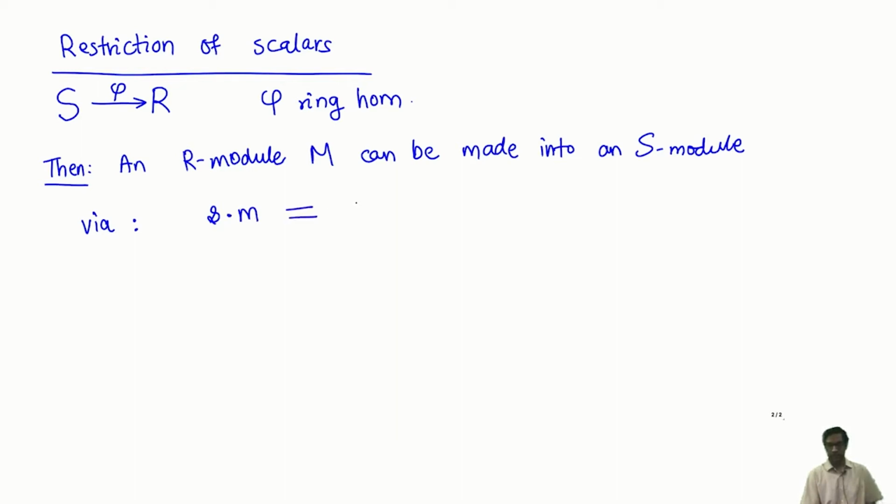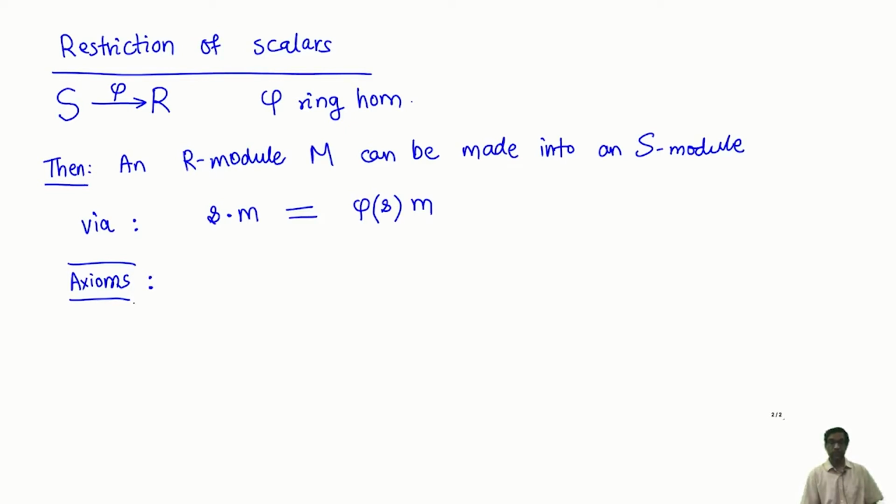Since I'm given a ring homomorphism, I apply the ring homomorphism to s, thereby obtaining an element of the ring R, and now M is an R module. So I know how to scalar multiply m with the scalar phi of s, which comes from R, right? So this is the definition of the scalar multiplication by elements of S, and it's easy to check the properties. One just has to check that all the axioms of a module are satisfied. Let me just check one of them for you, and you can check the other ones.